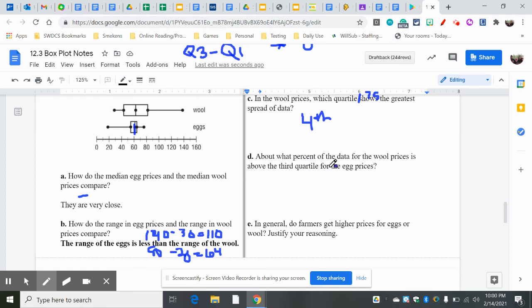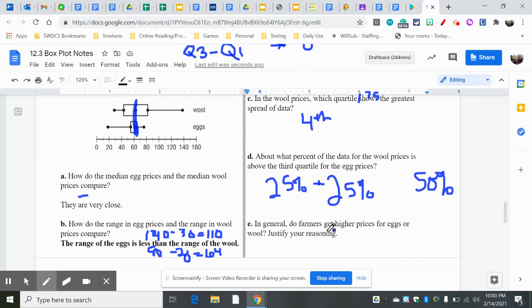D, about what percent of the data for wool prices is above the third quartile of eggs? So look here. I've got the third quartile for eggs here. That's almost in line with the median for my wool. So I have this section and this section. We know that each section is 25%. So I'm going to do 25% plus 25%. So about what percent is above that third quartile? Great, you should have chosen 50% as your answer.